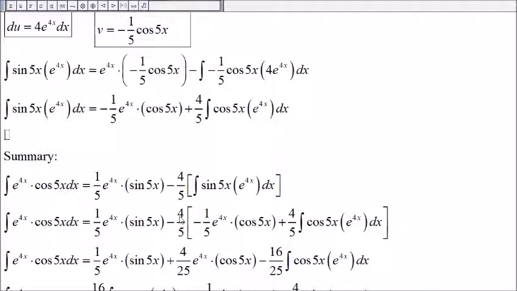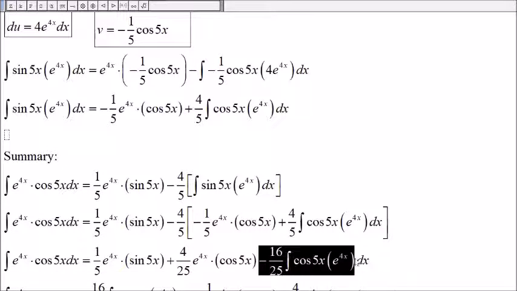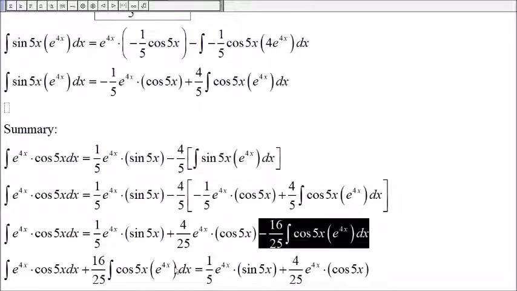Negative 4/5 times negative 1/5 is 4 over 25. Negative 4 over 5 times 4 over 5 is negative 16 over 25. Now move this term right here to the left side. It is minus on the right side. When we move it to the left side, it becomes plus.